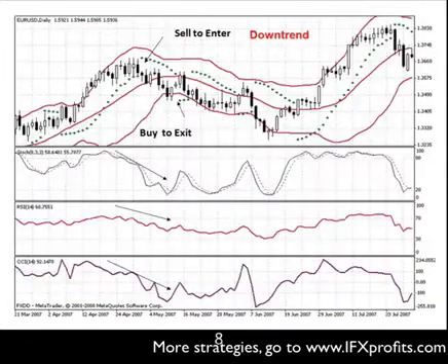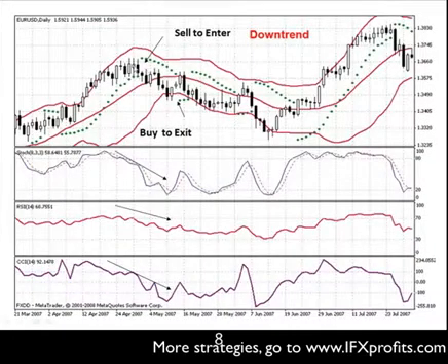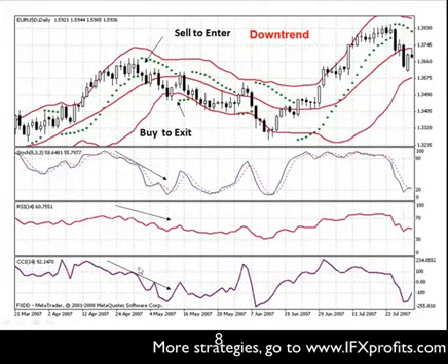Let's take one more example here. This candle is at the top of the Bollinger Band. Stochastics is on top, going down. As you can see here, stochastics. RSI is going down. CCI is going down.